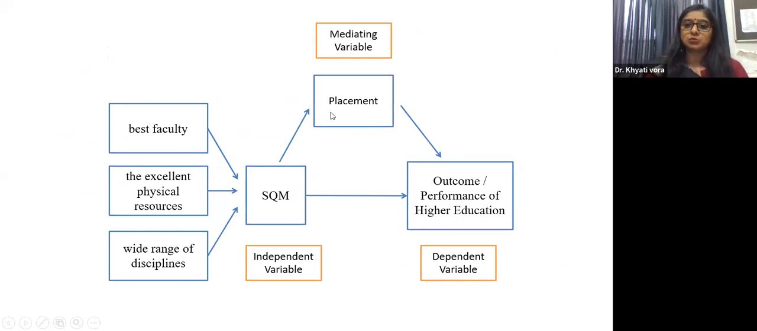If an institution says, I am an excellent institution, but we don't have placement, sorry, our students are not placed in society, then can you say your outcome is very good? If you remove placement, the relationship will disappear. I hope I am able to explain this to you all.